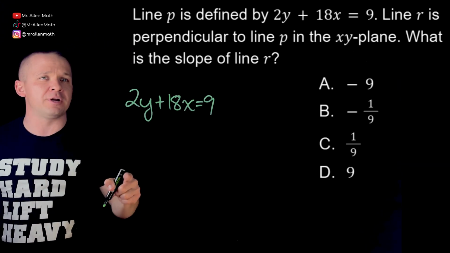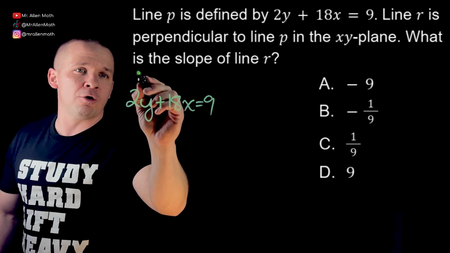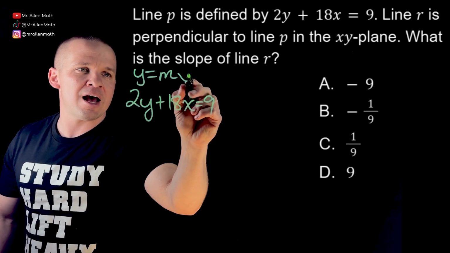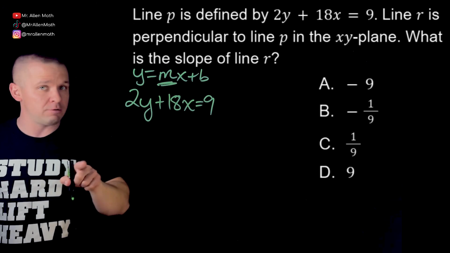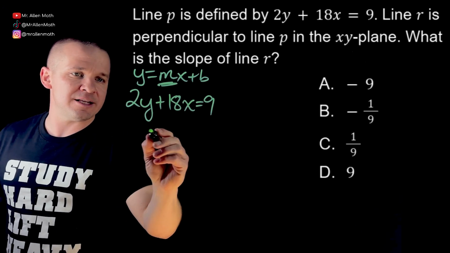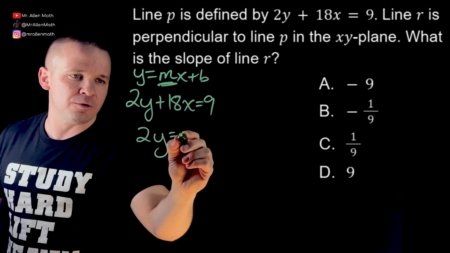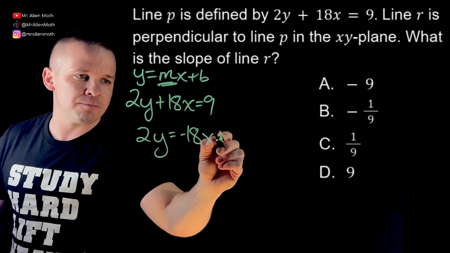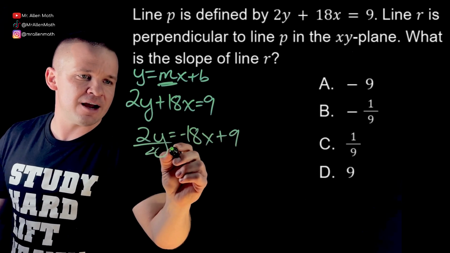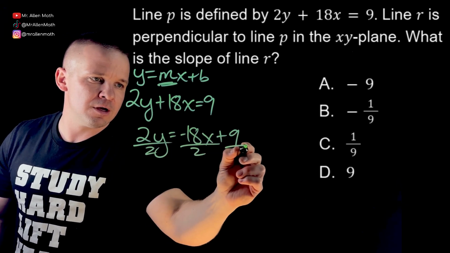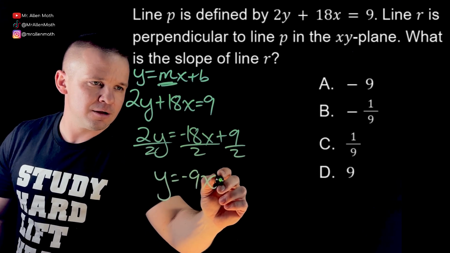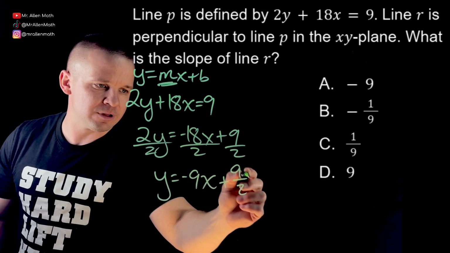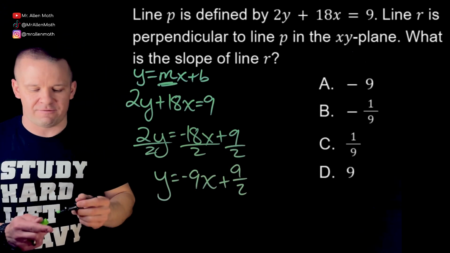But what I can do is put it into slope-intercept form. My goal is y equals mx plus b, because then I can figure out what my slope is, that m value. Okay? So I'm going to subtract 18x, and I got 2y equals negative 18x plus 9. Then divide everything by 2, and I've got y equals negative 9x plus 9 over 2. I don't really care what that is. All I'm focused on is the negative 9 right there.